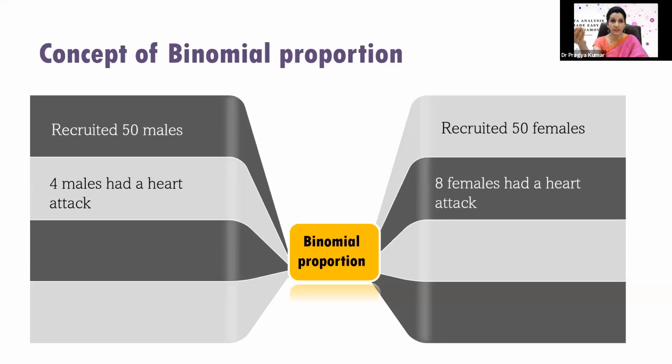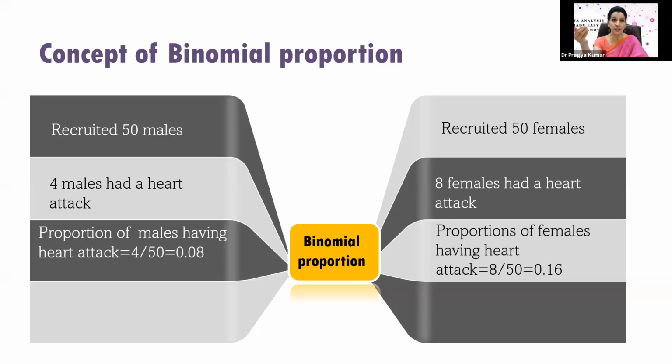So what will be the number of men who had a heart attack? It will be 4 by 50, so the proportion will be 0.08. Similarly, if I write the proportion of the females having a heart attack, it will be 8 by 50, so it will be 0.16.